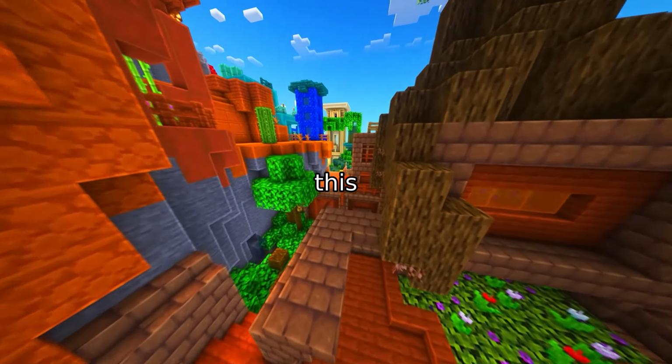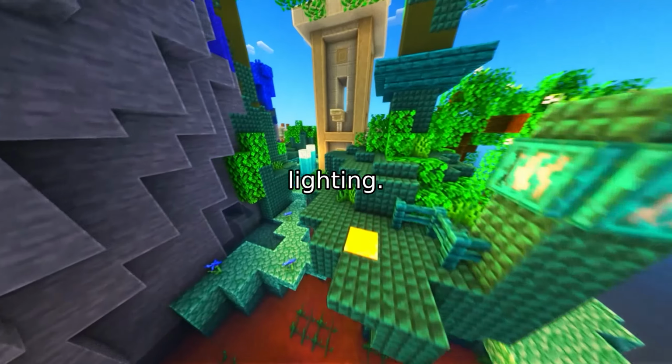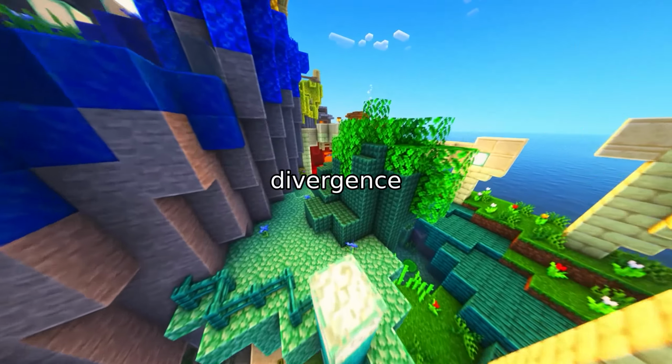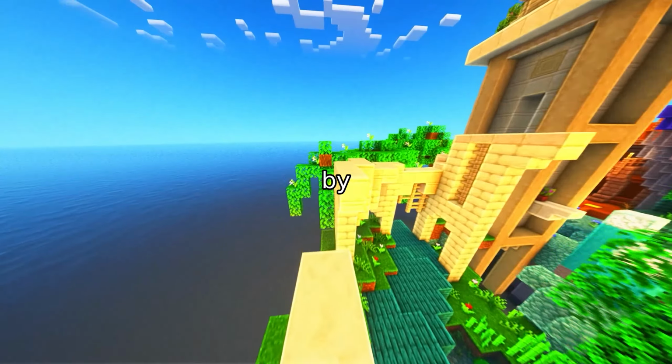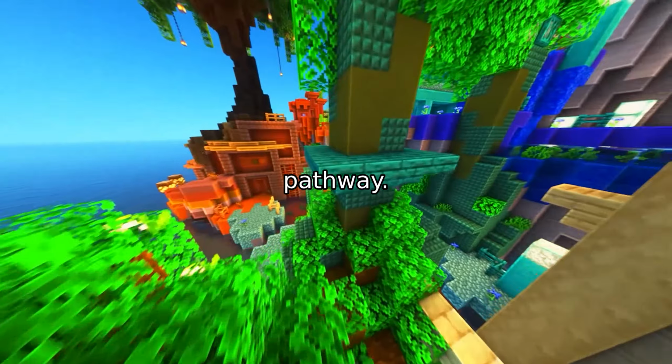For transparency, this involves testing outputs against black, white, and gradient backgrounds to simulate real-world lighting. 3. Regularization loss introduces a KL divergence penalty to keep the latent space structured. This prevents the model from cheating by encoding transparency in the RGB channels instead of the dedicated alpha pathway.